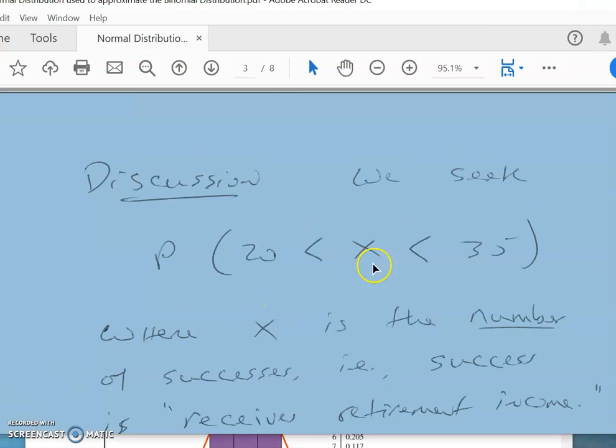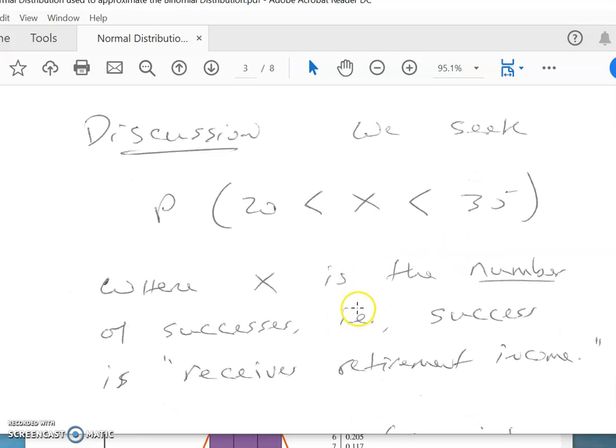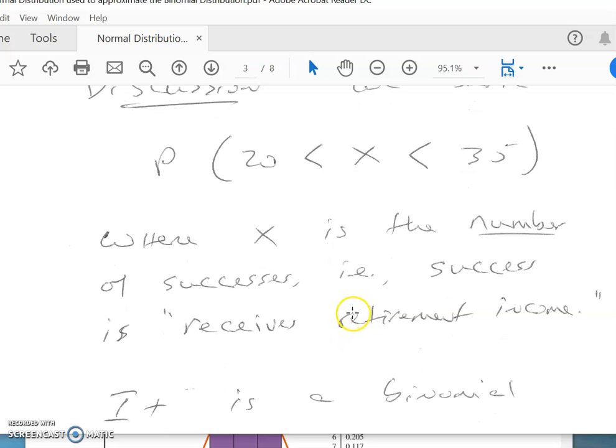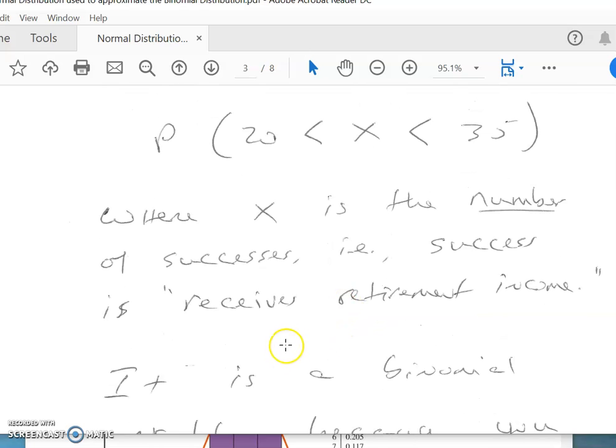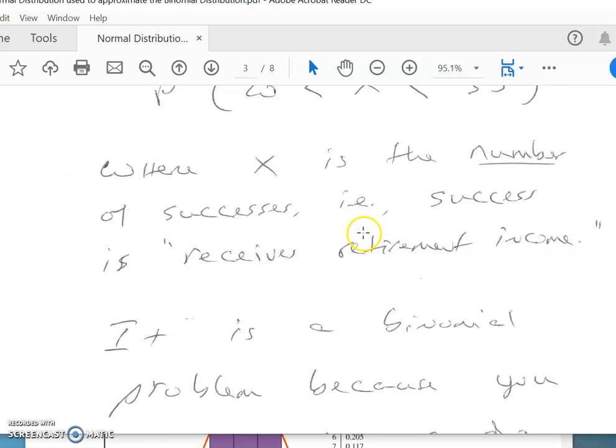Okay, so what are we looking for? When we're talking about x strictly greater than 20 and strictly less than 35, what the heck is x? X is the number of successes. It's how many people, or how many households, receive retirement income. So that's what a success is.